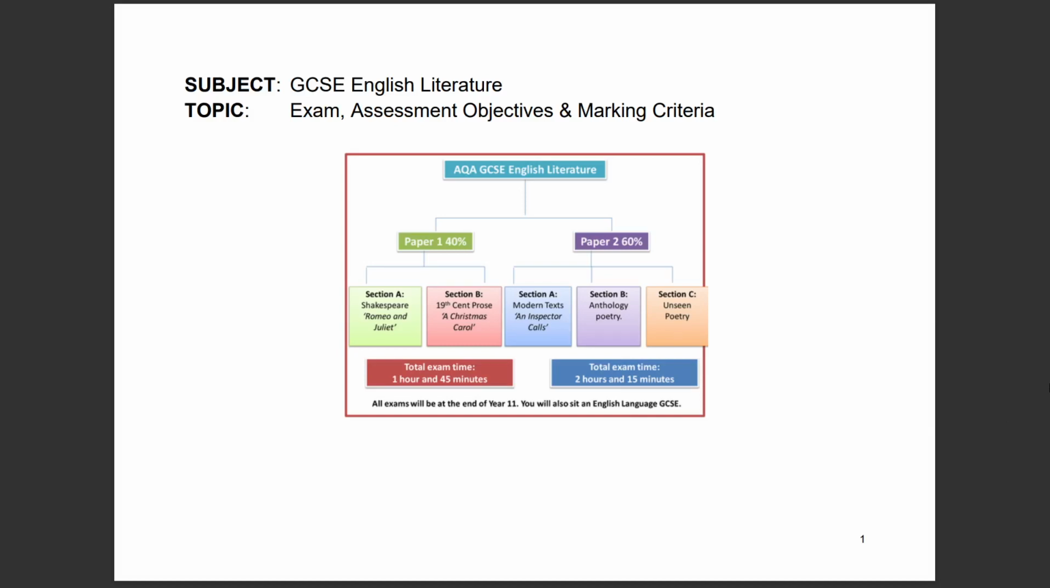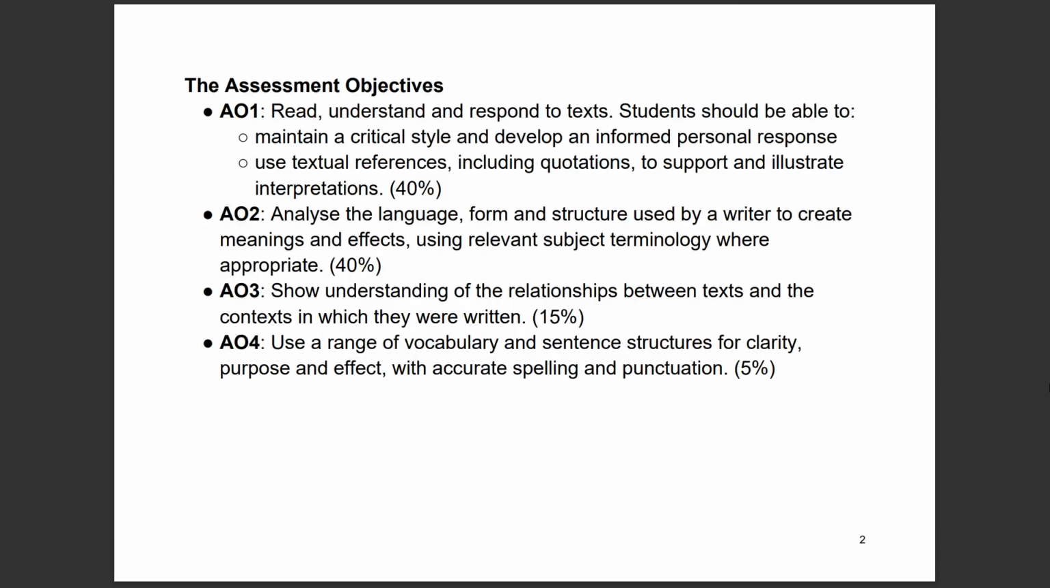So, this lesson is about assessment objectives and marking criteria. This is absolutely critical if you want to do well. You need to know where you're going, how your answers are going to be marked, if you're going to do well. This is called exam technique. Okay, it's really, really important.